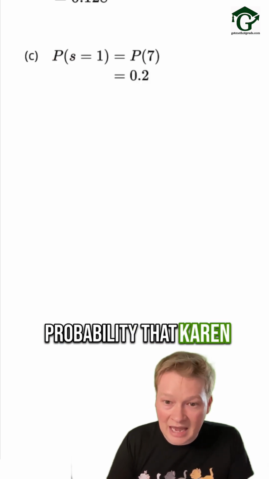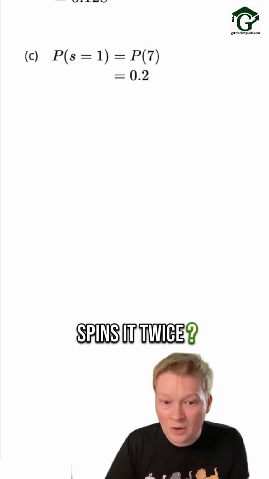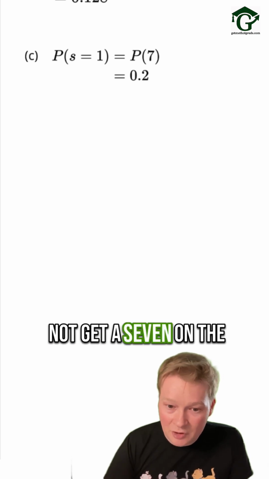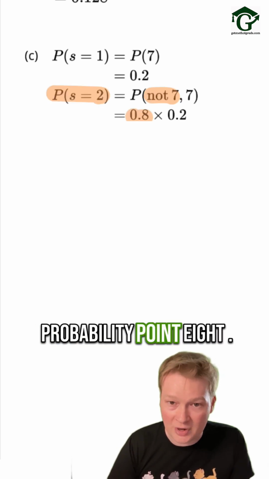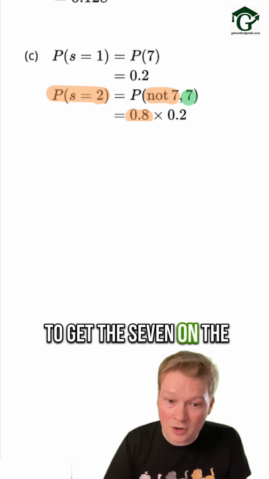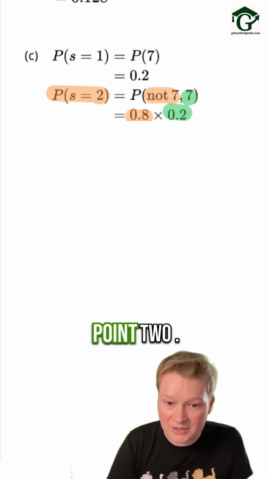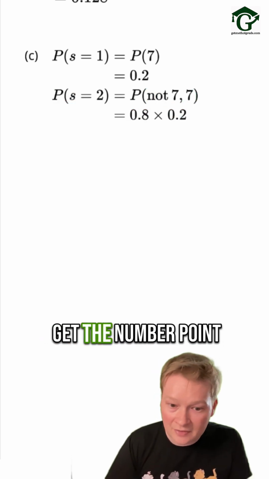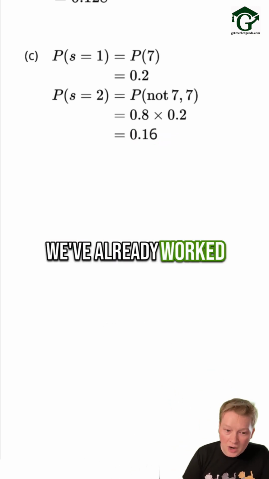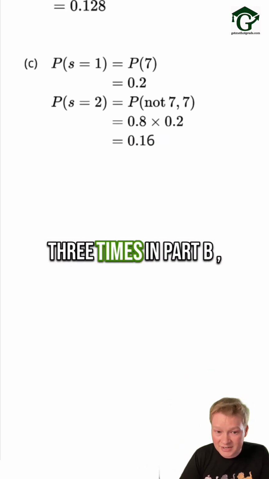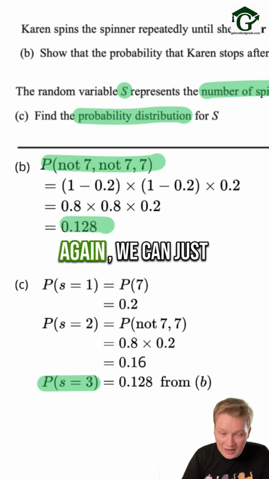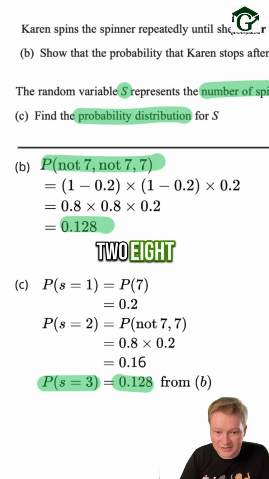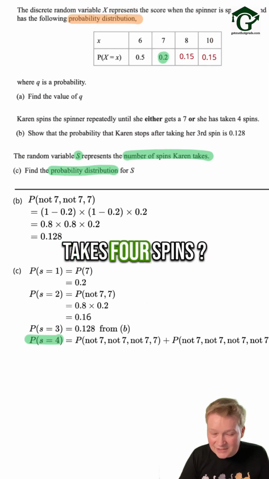What about the probability that Karen spins it twice? Well, we'd need her to not get a 7 on the first spin. That would have probability of 1 minus 0.2, probability 0.8. And then we'd need her to get the 7 on the second spin. That would have probability 0.2. If you do the number crunching on that, we get the number 0.16. We've already worked out the probability that Karen spins it 3 times in part B, so there's no need to do all of that calculation over again. We can just write down 0.128. What about the probability that Karen takes 4 spins?